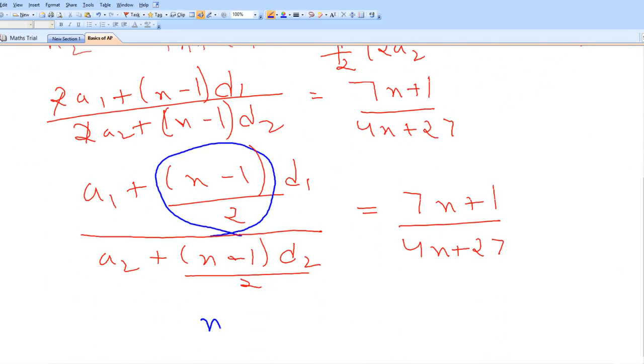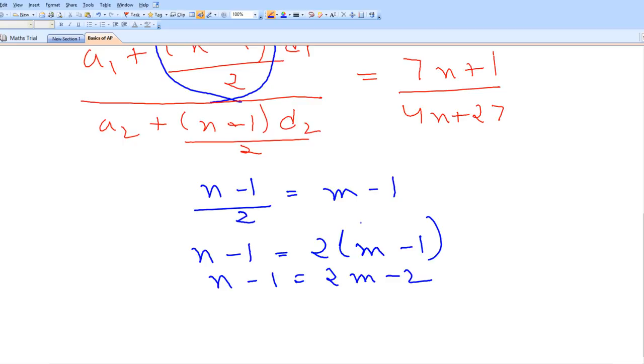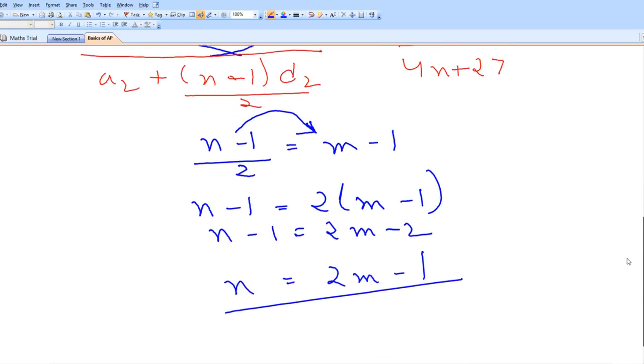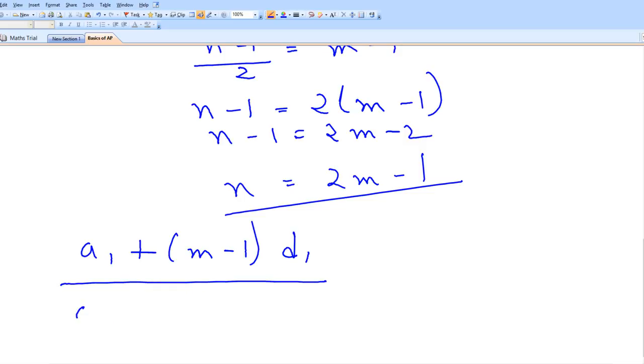So we do just that. Substitute n minus 1 by 2 as m minus 1. Now if we do that, we'll find out that n will have a certain value in terms of m, right? Because if we are substituting n minus 1 by 2 as m minus 1, this means we are substituting n with something. So if we substitute the value of n is equal to 2m minus 1, n minus 1 by 2 will become m minus 1. So if we do that on the LHS side, basically we'll be getting this, right?